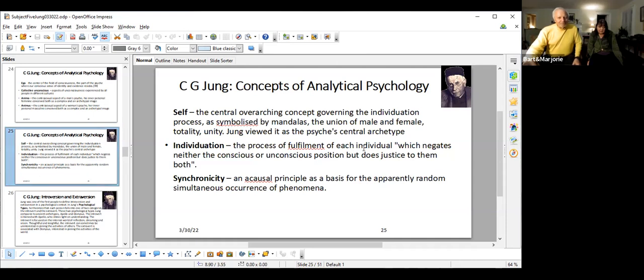And then we have the notion of self, the overarching concept of the individuation process as symbolized by mandalas, the union of male and female, the totality, the unity. Jung viewed this as the psyche's central archetype, the notion of self. And individuation was the process of fulfillment, which negates neither the conscious nor the unconscious position, but does justice to them both.